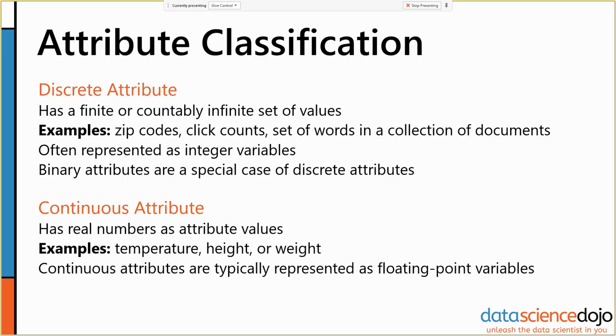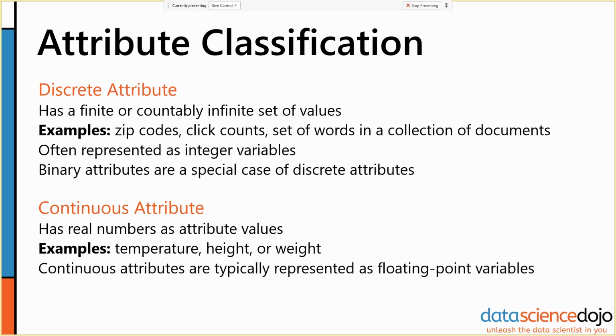The other big type of attribute classification that we see is continuous attributes. In this case, we have real numbers as our attribute values. There's no limitation to just integers. Temperature, height, weight, oxygen level, taxable income, all these things have real numbers as their attribute values. They can theoretically take any value at all.